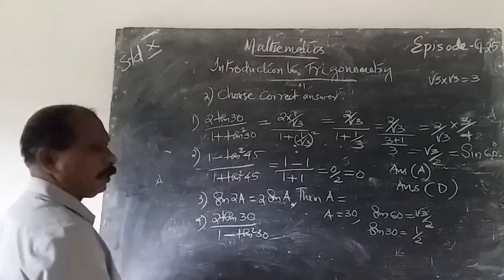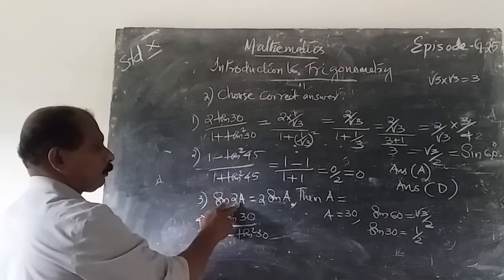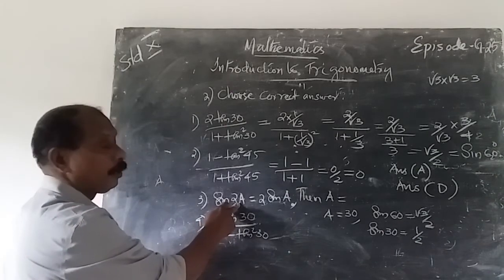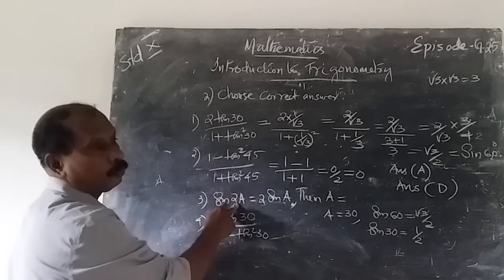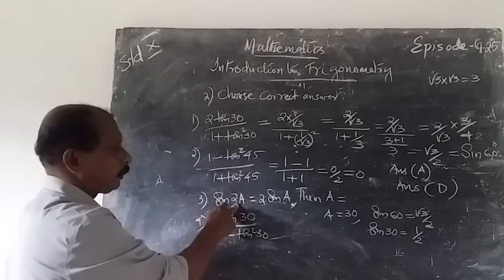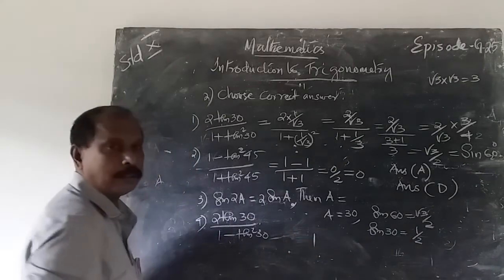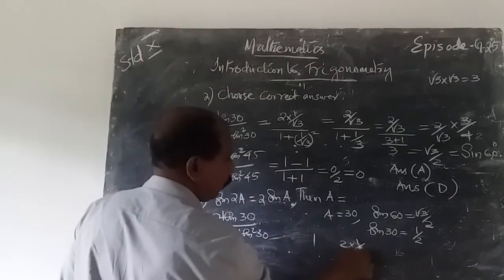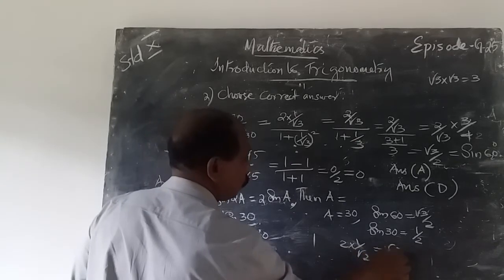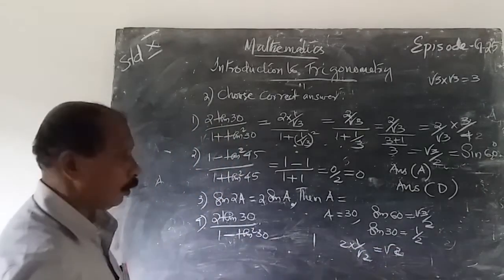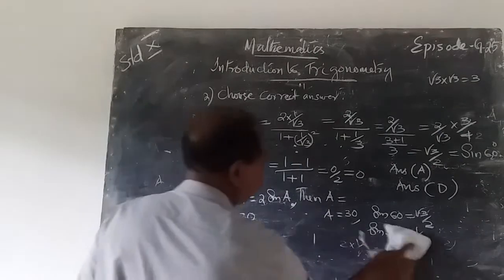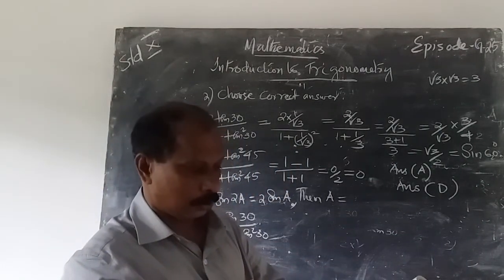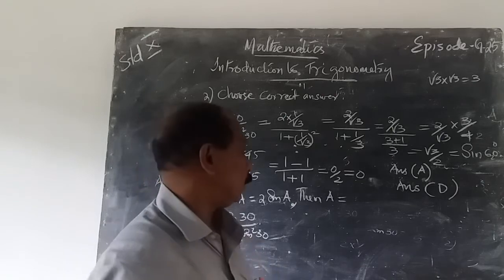Then 45 degree. 45 into 2 is 90. Sin 90 is 1, the left side. Sin 45 is 1 by root 2. 2 into 1 by root 2 is equal to root 2. 1 and root 2 are not equal. They are wrong. Therefore, A is not 30 degree or 45 degree. Then 60 degree.